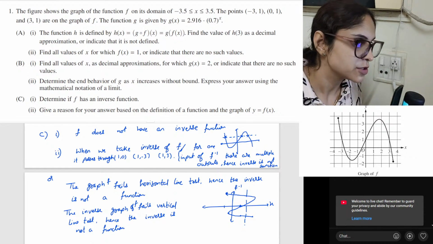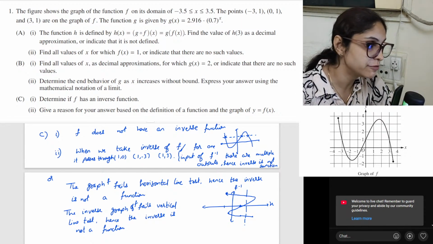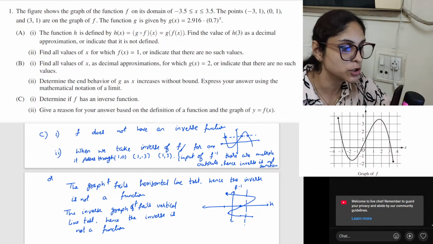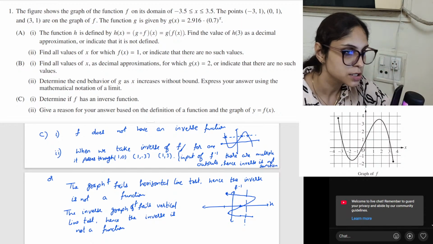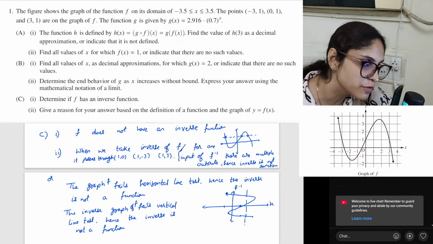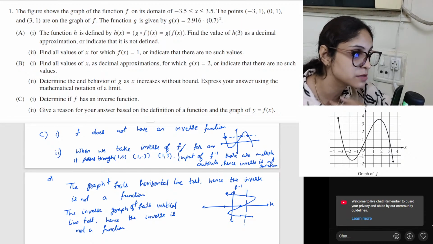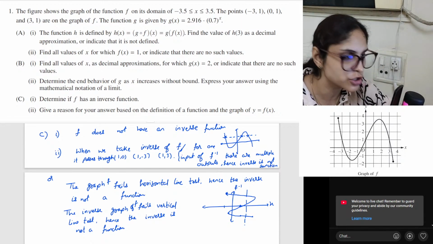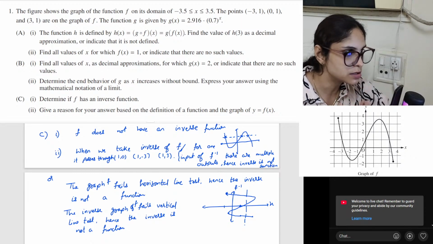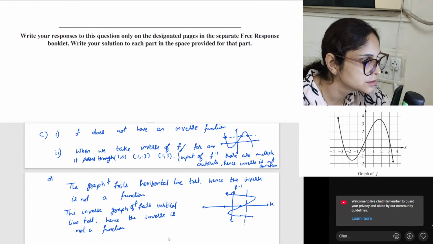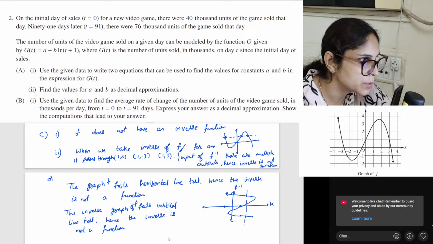All right. So f does not have an inverse function. When we take inverse of f, it passes through 1, 0, 1, -3, 1, 3, because in inverse you switch x and y. So for one input of f inverse, there are multiple outputs, hence inverse is not function. The graph f fails horizontal line test, hence inverse is not a function. The inverse graph of f fails vertical line test, hence the inverse is not a function. You can write any of these things, and with this, question number 1, part C is also done. And that is it. Now we will move to the second question.